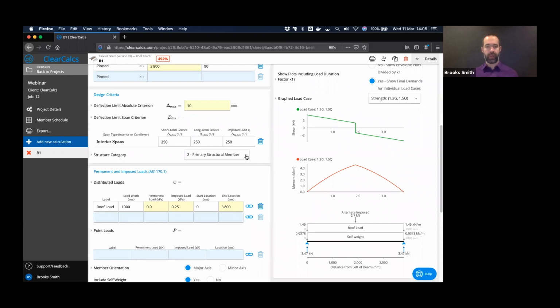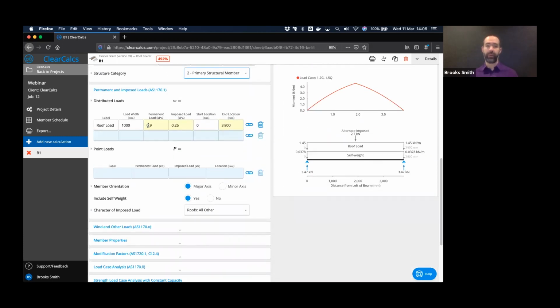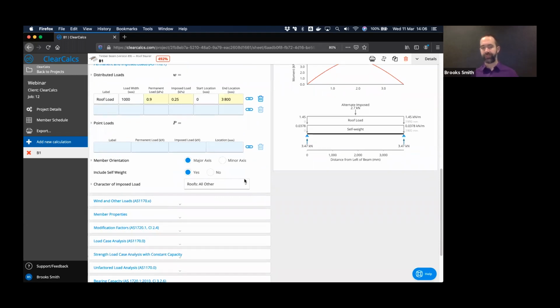I can scroll down. We can see that because I've selected a roof bearer, we automatically assume that that's a primary structural member, so the default is automatically set here to category 2 for the structure category. I'll just keep the default deflection limits as they are. The distributed loads are pulling the magnitudes off of that project default sheet, so 0.9 and 0.25 are already pulled in here, and that's applied along the entire length of the beam. Everything else we should be able to leave. This is major axis. You do generally want to include self-weight.